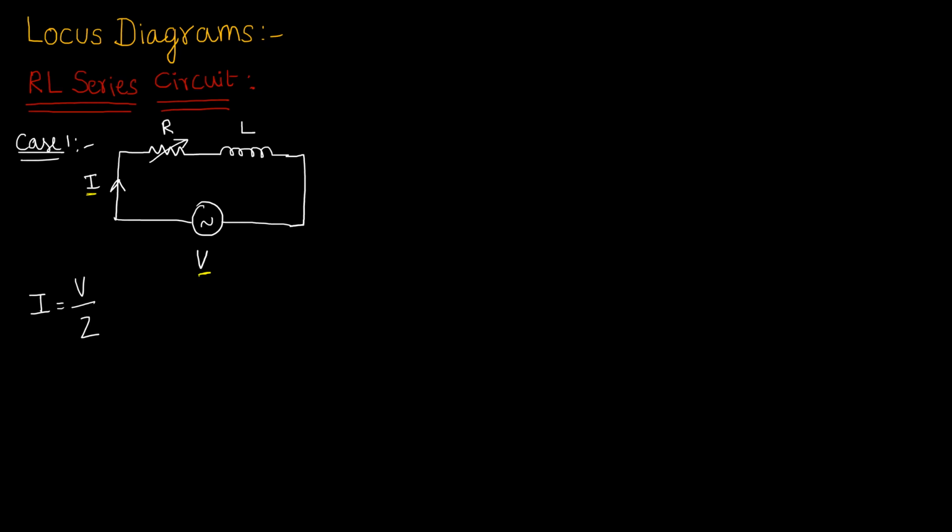I'll be writing the phasor diagram here. This is the supply voltage. Because an inductor is there, the current always lags the voltage. Let me draw the y-axis also. This is our y-axis. The current will lag the voltage by some angle, let us say phi.